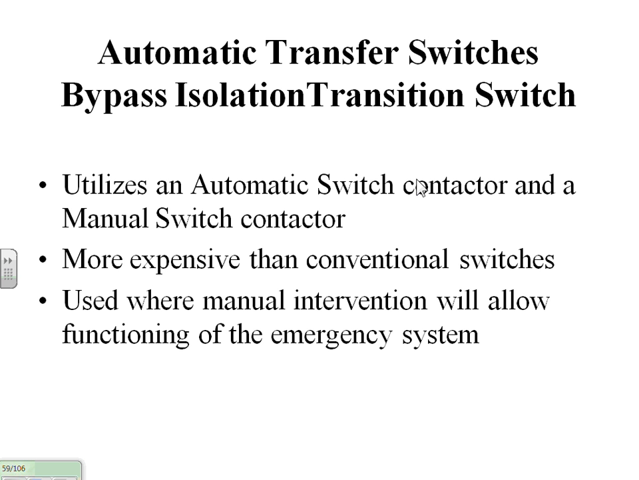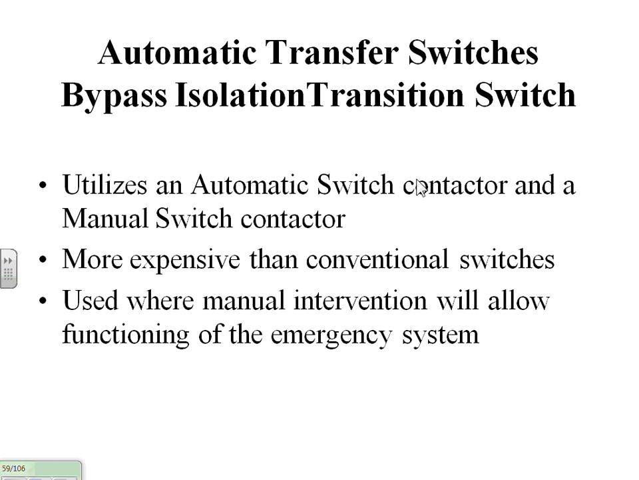A bypass isolation transfer switch. I think this was done in California first. They always come up with the weird stuff. This switch utilizes an automatic transfer switch contactor and a manual transfer switch contactor, but there is a reason for it. It's more expensive than conventional switches because it's got 2 contactors. That's pretty simple. But it's used where manual intervention will allow functioning of the emergency system.